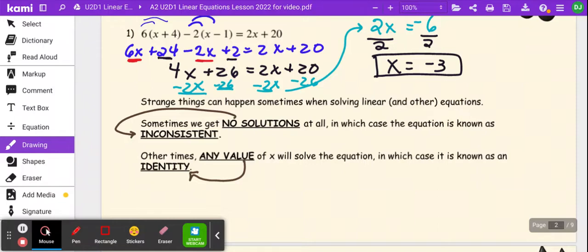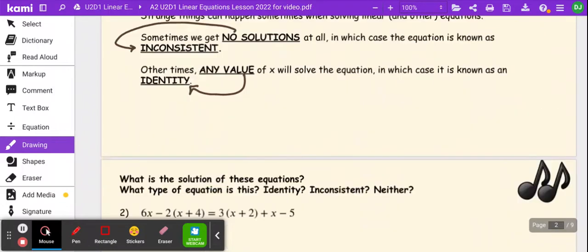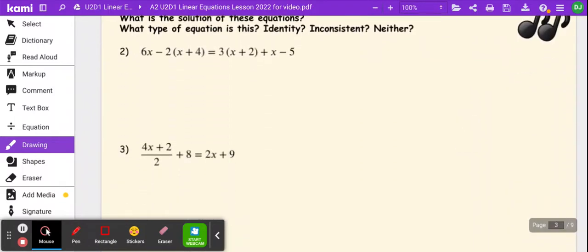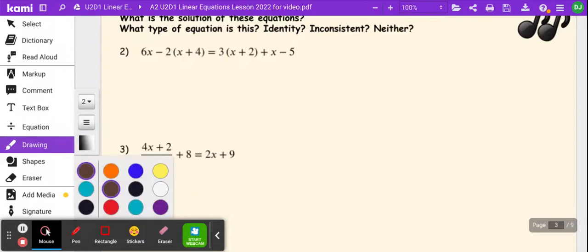Now let's take a look and see what that's going to look like. It's going to look different than what I just solved, where I got an answer, x equals negative 3. So let's go and take a look. Okay, next one. You'll notice that it says, what is the solution? Is it an identity, inconsistent, or neither? And again, neither means your equation has a solution. So this one looks pretty similar to the one that we just did. Let's again take a little look here.